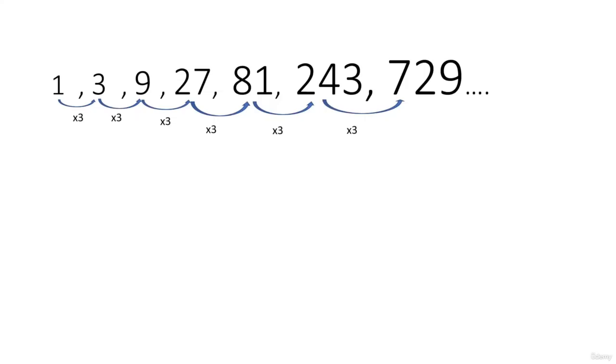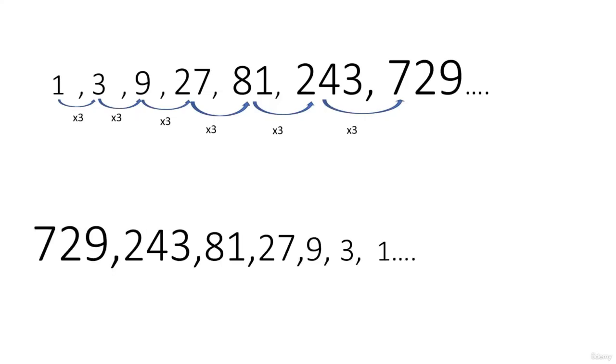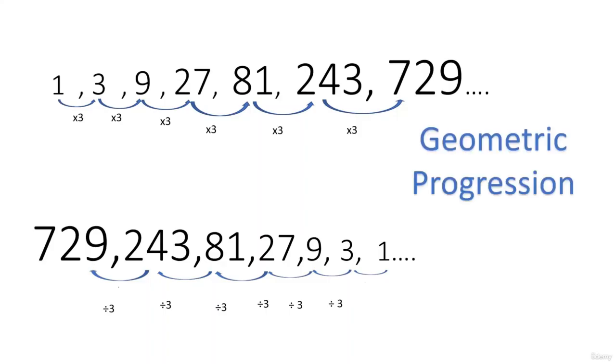You may also observe that you can reverse the sequence. You can take 729 as the biggest term, and then divide every term by 3. Dividing everything by 3 is as good as multiplying by 1 by 3. Such a sequence, where the terms are either increasing or decreasing by a constant factor, is called a geometric progression. Let's understand the specifics.